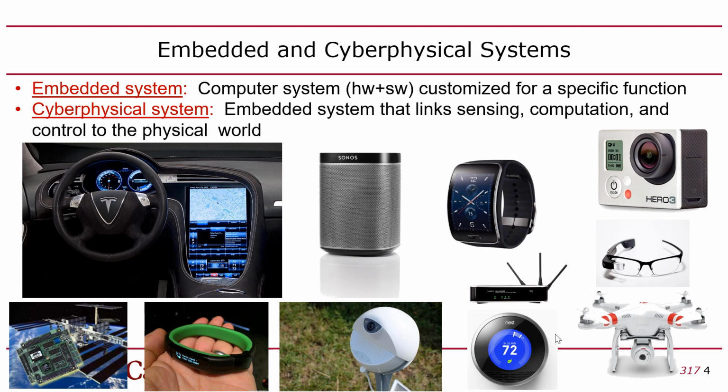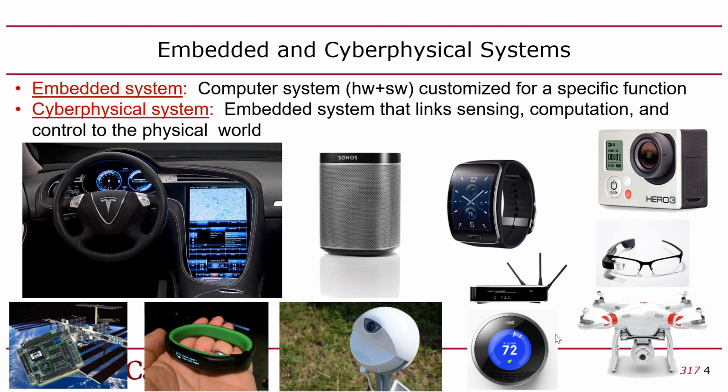An embedded system, you took embedded systems, so you remember that an embedded system is a computer that basically just fulfills one or a few purposes. It's designed specifically to do a specific task. And a cyber-physical system is an embedded system that links sensing, computation, and control. So you have sensors of some kind which serve as the inputs, and then you have outputs that are connected to actuators.